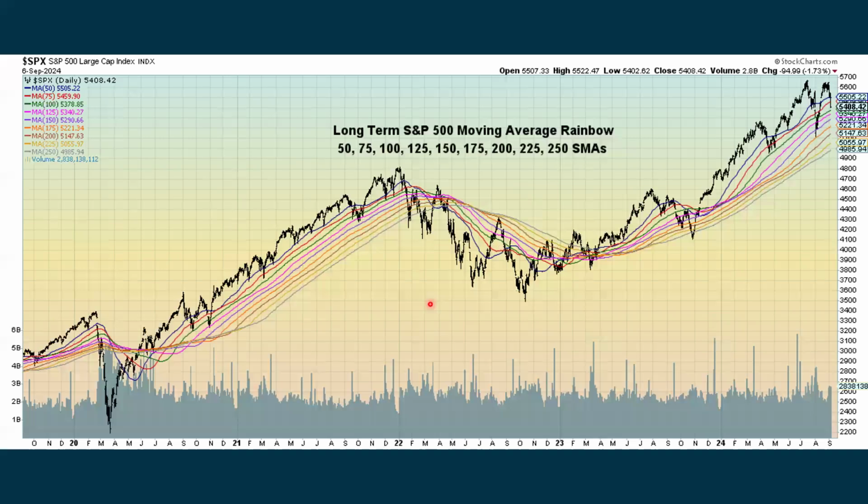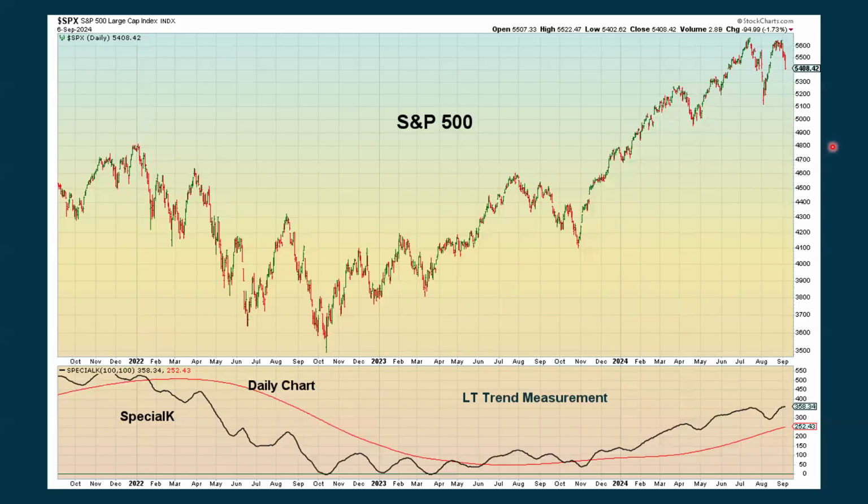A long-term rainbow chart going from 50 periods up to 250 periods is coming down into the rainbow, but it's going to take a while to really switch this over. Even though we're negative in the short and intermediate term on our daily charts, we're still positive in the long term. We're going to have to come down a lot more to have the long-term trend in doubt.